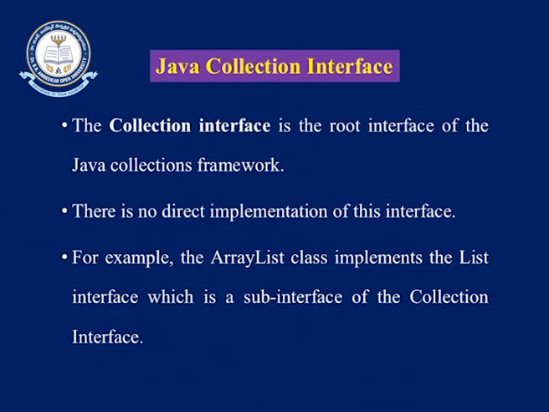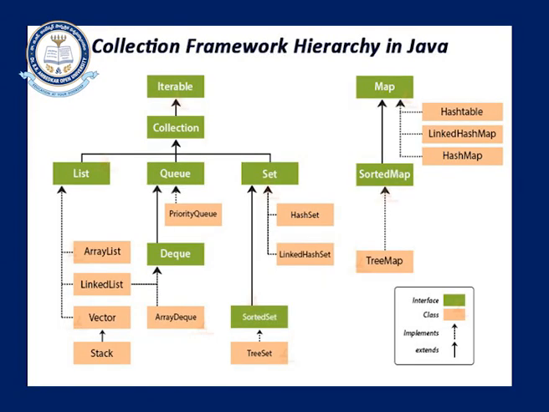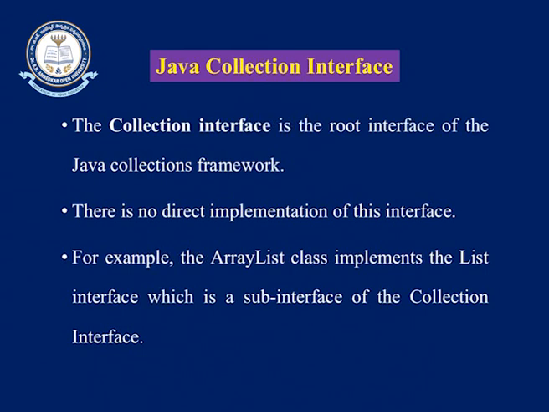Then what is the collection interface first? The collection interface is the root interface. Just now I have shown you in the hierarchy, collection is the top-level interface, and above the collection we have one more interface, that is iterable. Iterable is the top level, after that we have the collection interface. There is no direct implementation of this interface, that is the nature of an interface. In Java we cannot instantiate an interface directly.